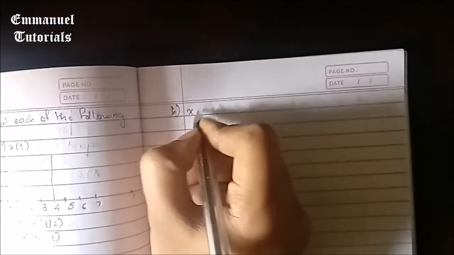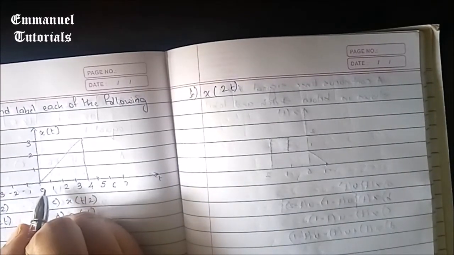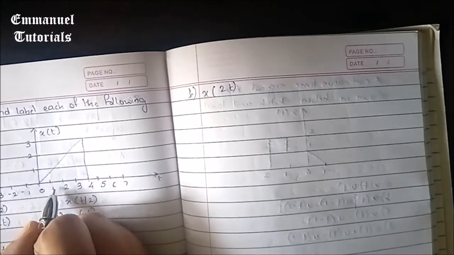x of 2t means the signal at 0 will appear at 0, the signal at 1 will appear at 1 by 2, which is 0.5, 2 will appear at 2 by 2, which is 1, the amplitude at 3 will appear at 3 by 2, which is 1.5, and the signal at 4 will appear at 4 by 2, which is 2. So let's draw that.